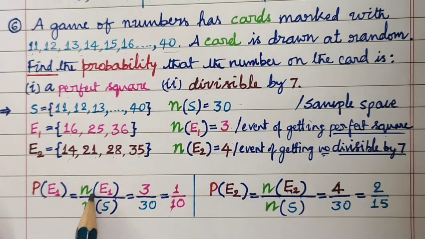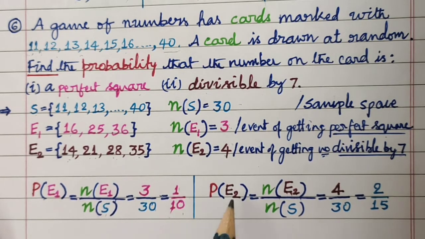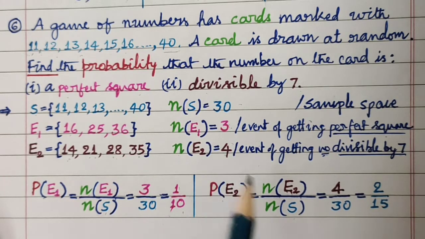P of E1 is equal to n of E1, 3, divided by n of S, 30, that is 1 by 10. P of E2 is equal to n of E2 divided by n of S. N of E2 is 4, n of S is 30, that is equal to 2 by 15.